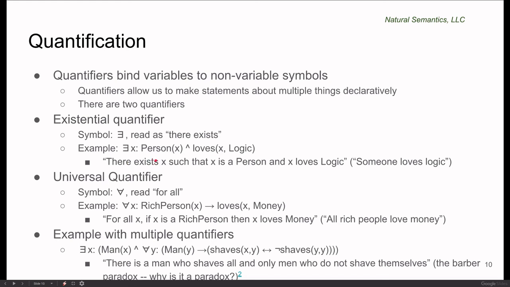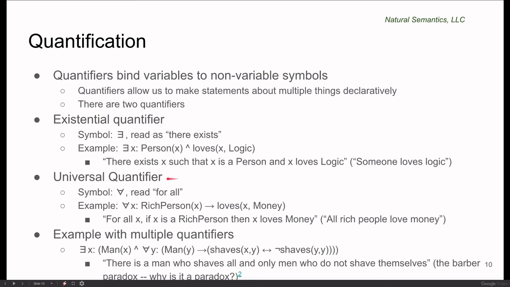logic. But represented in predicate logic, person of X is a predicate with arity 1. Loves is a predicate with arity 2. And whatever X is, that is, we already said there exists some X, so whatever X is, this person, X is the first argument to loves, and logic is the second argument. Existential quantification. We might say in English, someone loves logic, or there's someone who loves logic. In other words, there exists. Existential quantification.